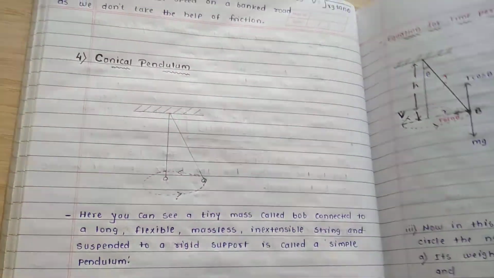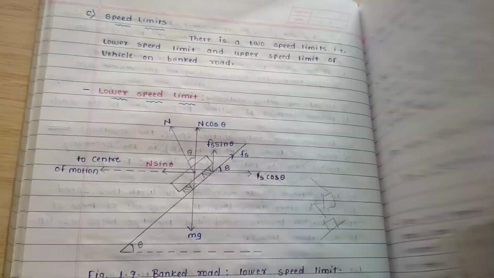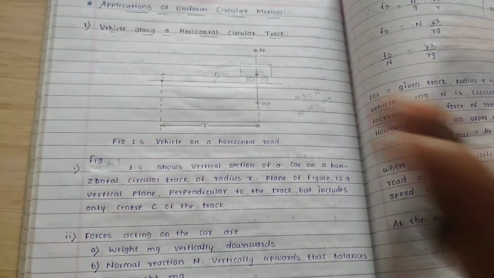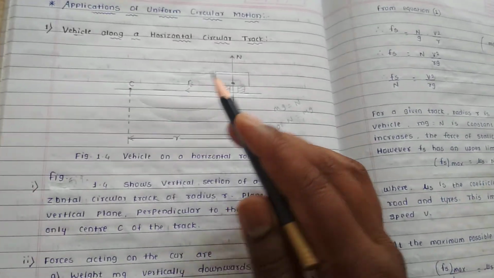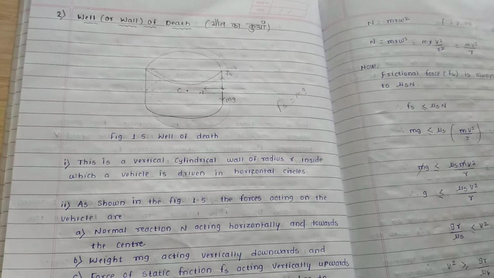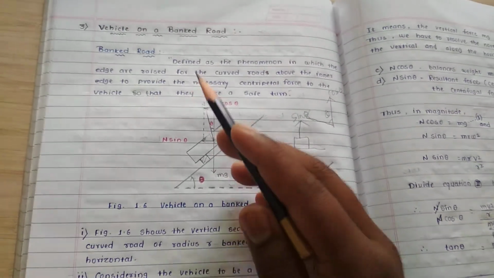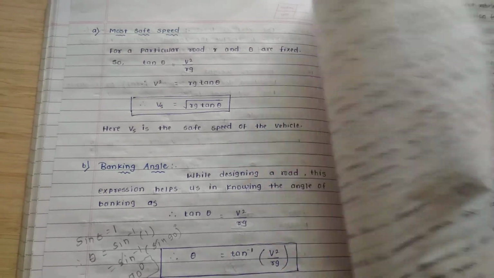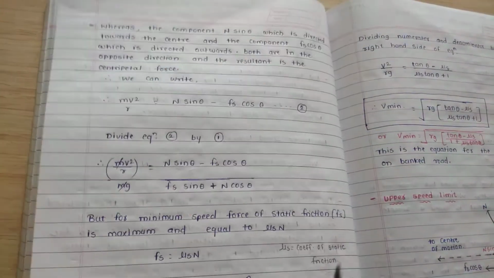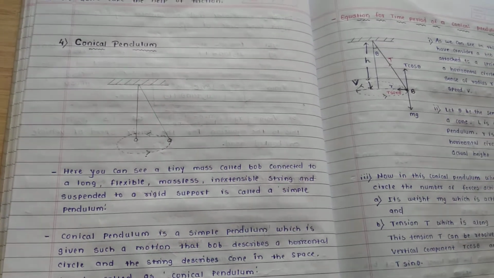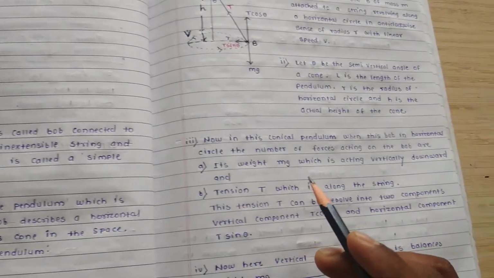So we have basically studied the four applications of uniform circular motion. The first application is a vehicle along a horizontal circular track. The second one is the well or wall of death, that is the मौत का कुआं. The third one is a vehicle on a banked road, and the fourth and last application is the conical pendulum. Hope students you understood these four applications.